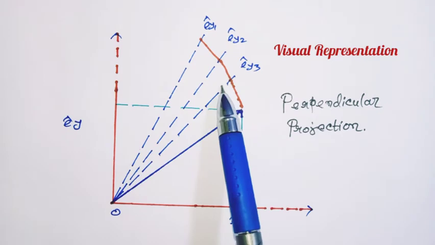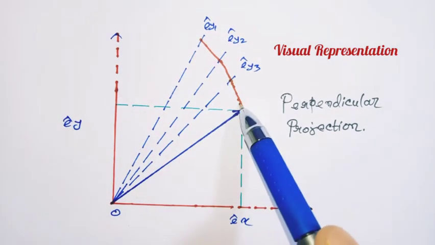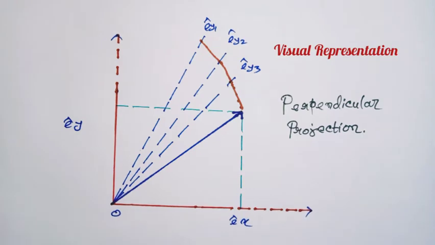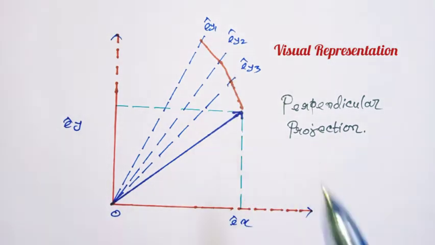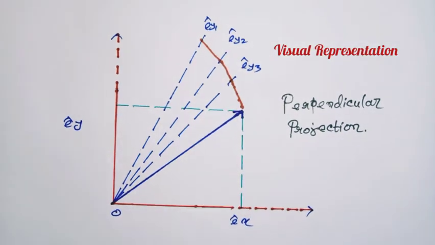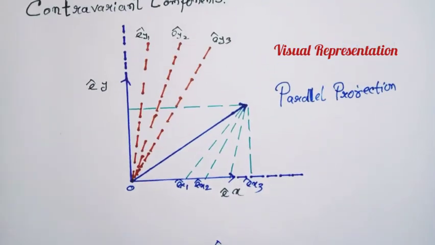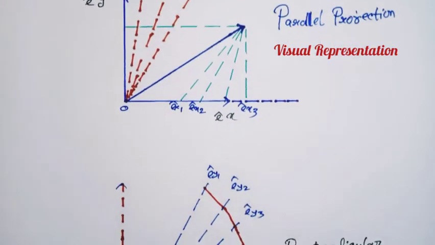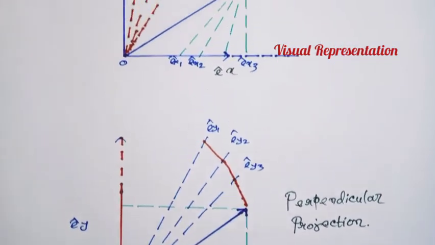That means each of these angles, if you see this angle, if you see this angle, all these are 90 degrees. So each of them is a perpendicular projection. So just remember one thing, that covariant actually shows a parallel projection, whereas contravariant component shows a perpendicular projection.